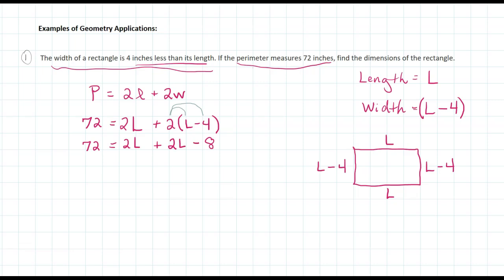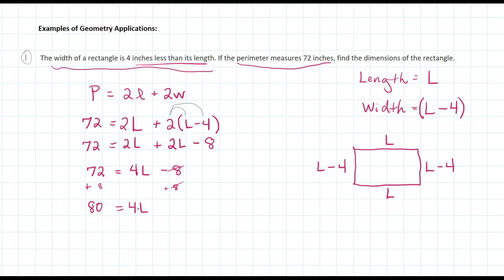We'll combine our L terms and bring down everything, and we'll have what? 2 L's plus 2 more L's is 4L. Bring down that minus 8. So we're going to add 8 to both sides of the equation. And here on the left, we end up with what? 80 equal to 4L. Right? These guys cancel. So now I'm going to just divide both sides by 4.